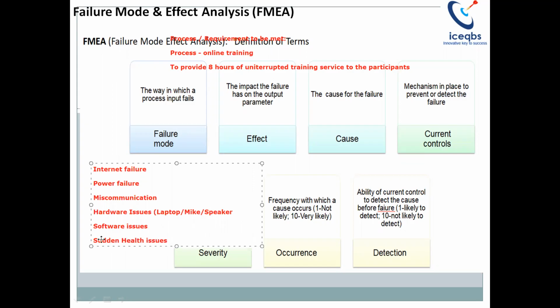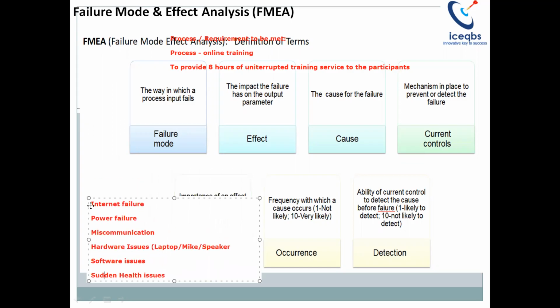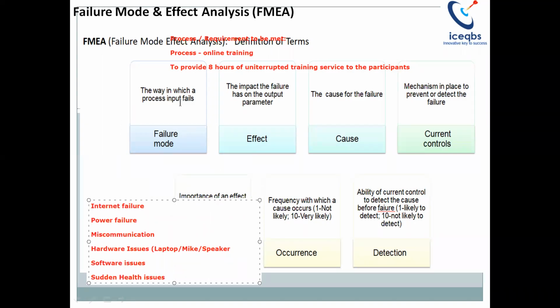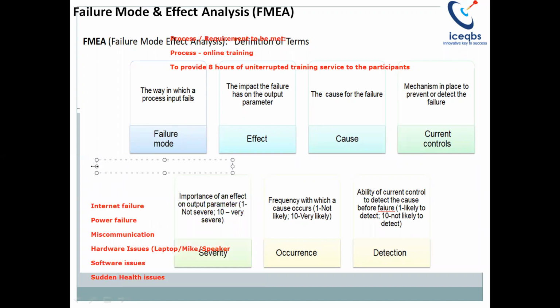So whenever you are doing the FMEA, the first thing is you have to identify the failure modes. So what is a failure mode? It is the way in which the process input fails. What are the possible reasons because of which I will not be able to meet the requirements? That is the failure mode. So first I have to identify all the potential failure modes. From now onwards, I will take only the internet failure as a failure mode and take it through the further process. Like this, in your process, you have to identify all the failure modes, and then do the analysis. As an example, I will do it only with the internet failure, the connectivity issue. So that is the failure mode that has been identified.